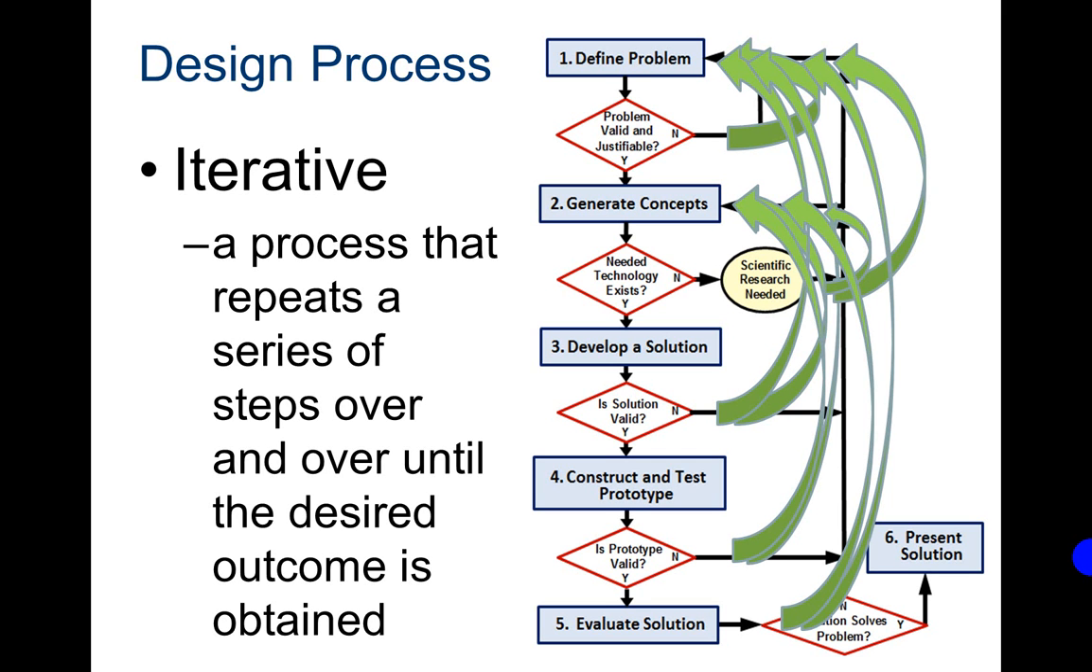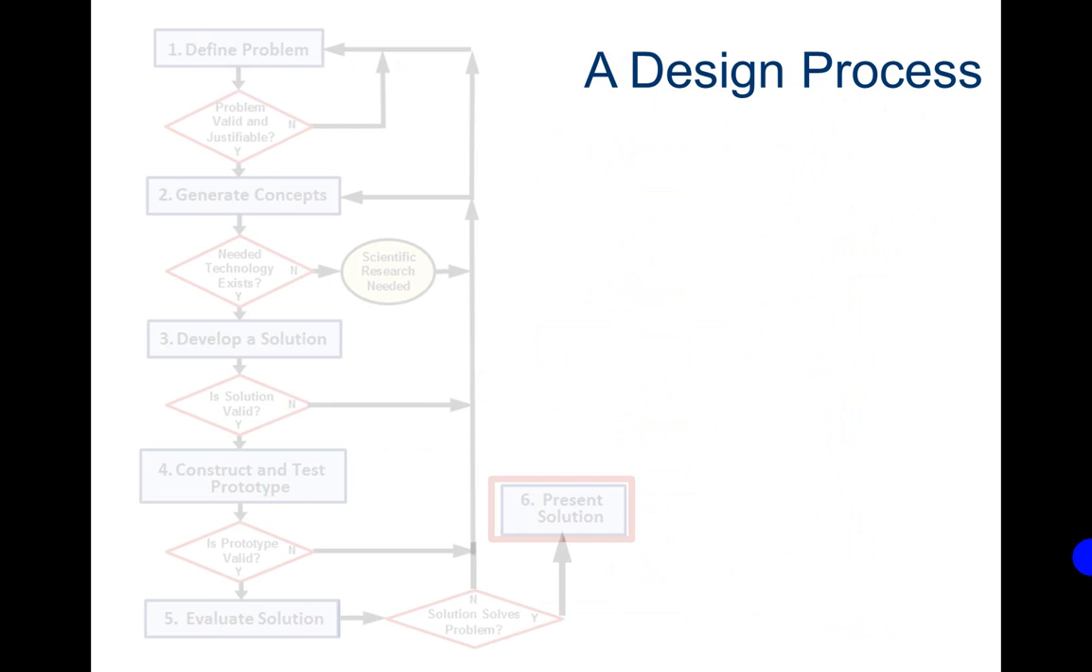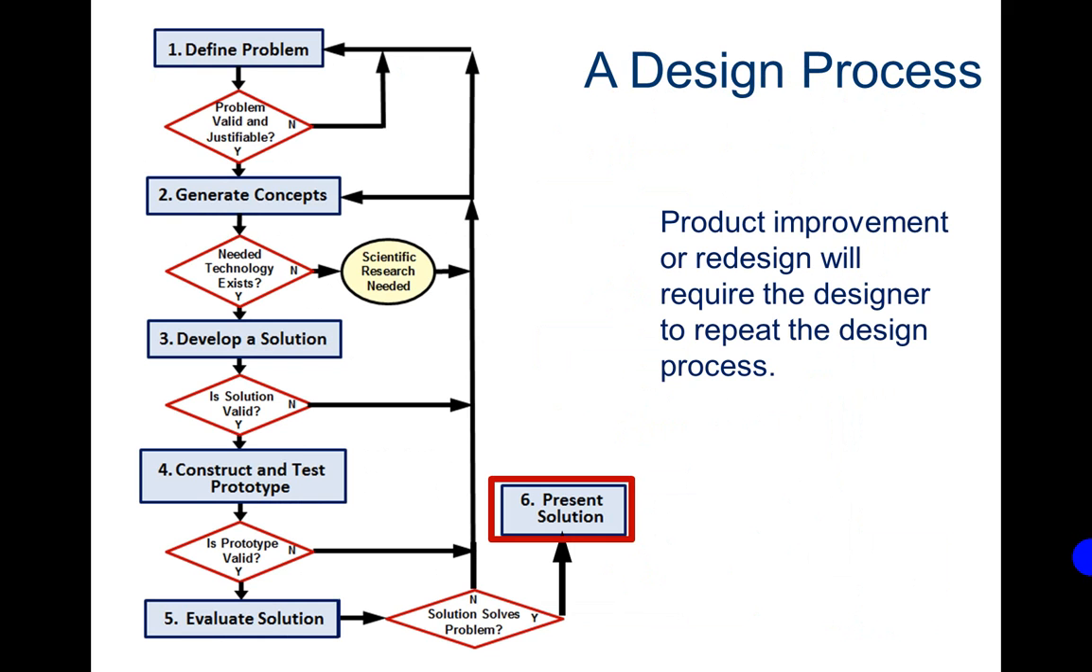Although we have presented a design process in somewhat linear fashion, the path from identifying a problem to presenting a solution is rarely straightforward. Designers must evaluate, reflect, redesign, and refine throughout the process. It is common to repeat steps of the design process several times before an optimal solution is found. Product improvement or redesign will require the designer to repeat the design process then.